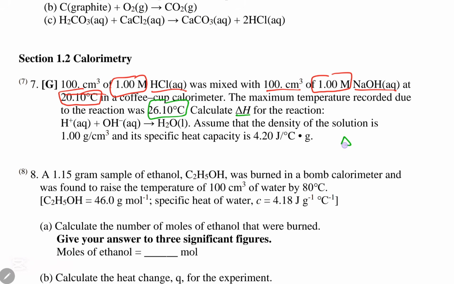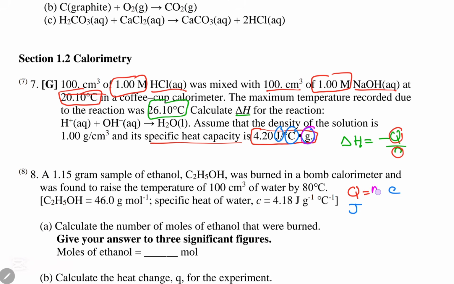Now, delta H, you should know, is equal to minus Q over n. So in order to find delta H, I need to find Q and I need to find n. How do I find Q? Very simply, I look at the unit of my specific heat capacity. I have joules, degrees Celsius, and gram. So Q is in joules, and I have C, my specific heat capacity. This is all you have to think about: the units and how to solve.